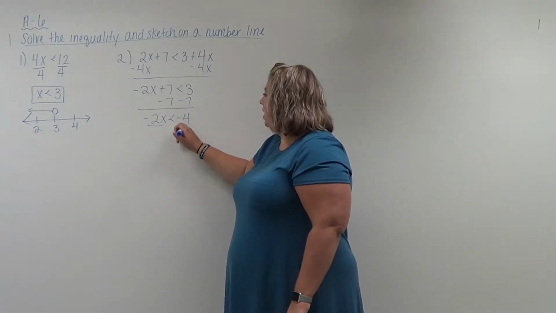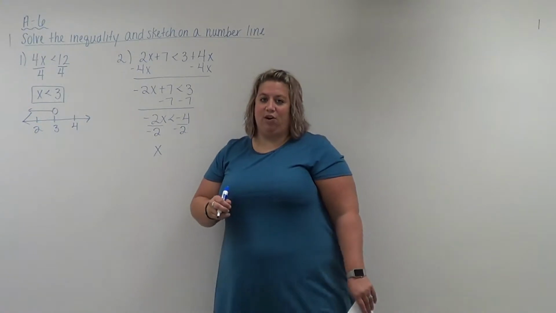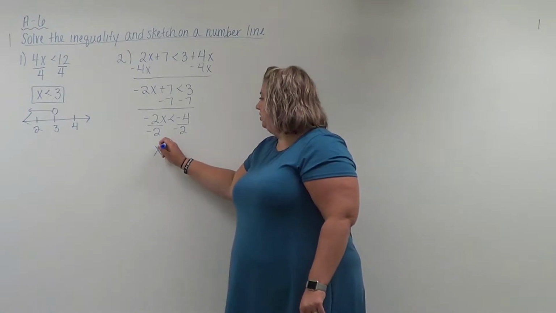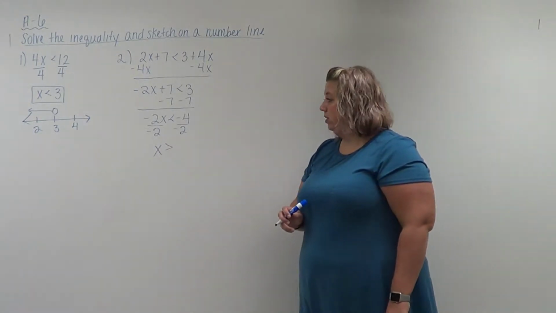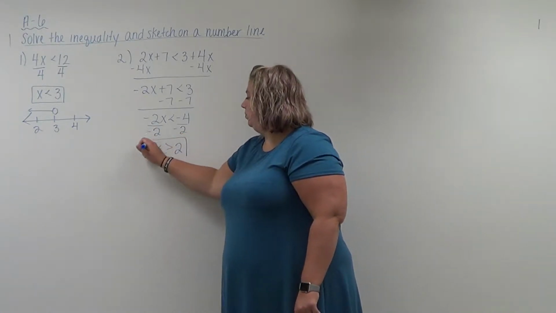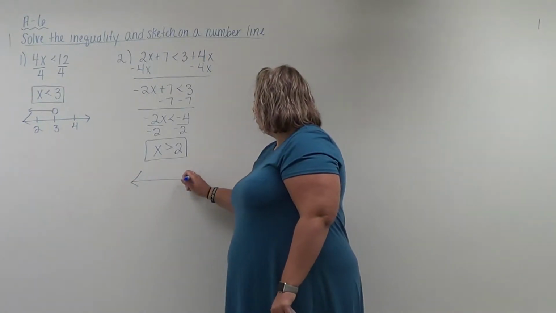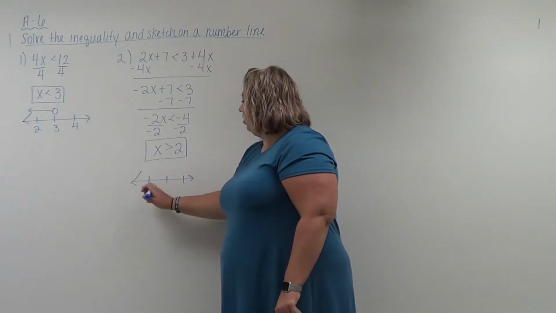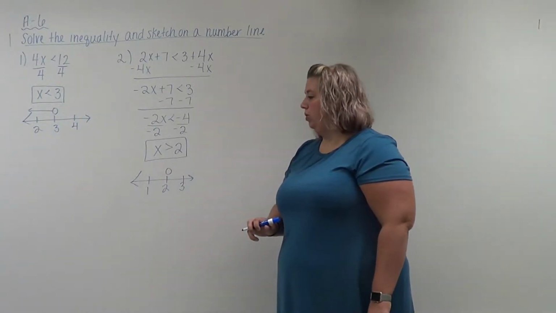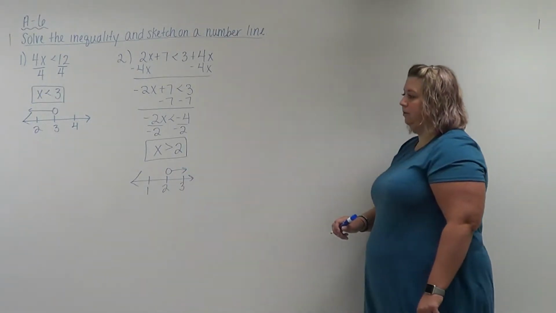Okay, and then I'm going to divide by negative 2. Reminder, anytime you divide by a negative on inequalities, you have to flip the sign. So this is now going to become greater than, and negative 4 divided by negative 2 is 2. Okay, then I'm going to sketch my number line. Remember, number lines go from least to greatest. This one also is going to have an open circle. And greater than 2, the arrow is going to go to the right.